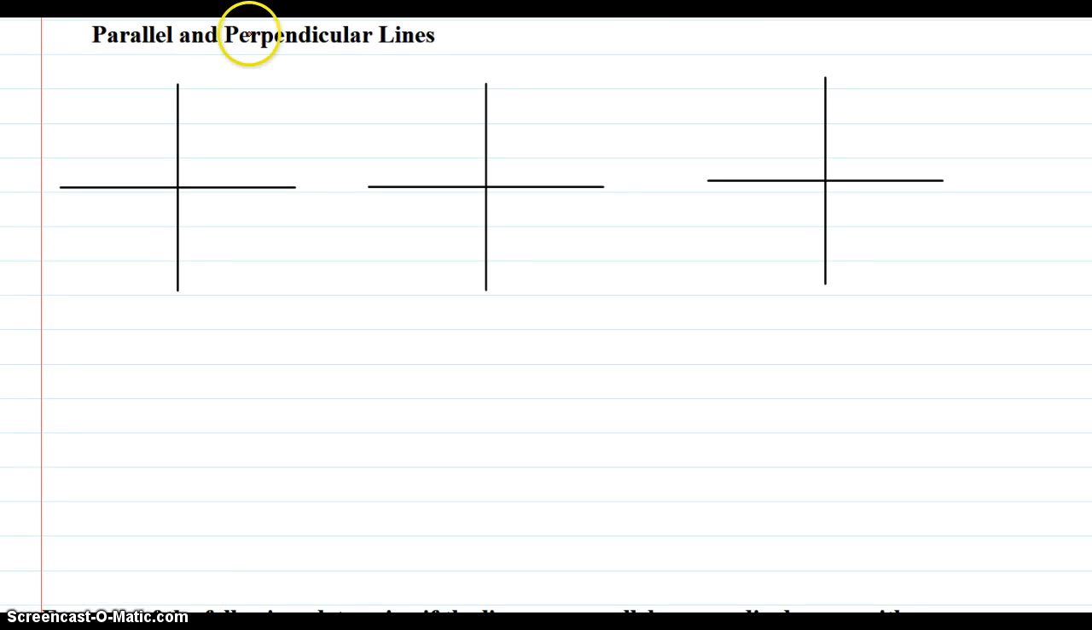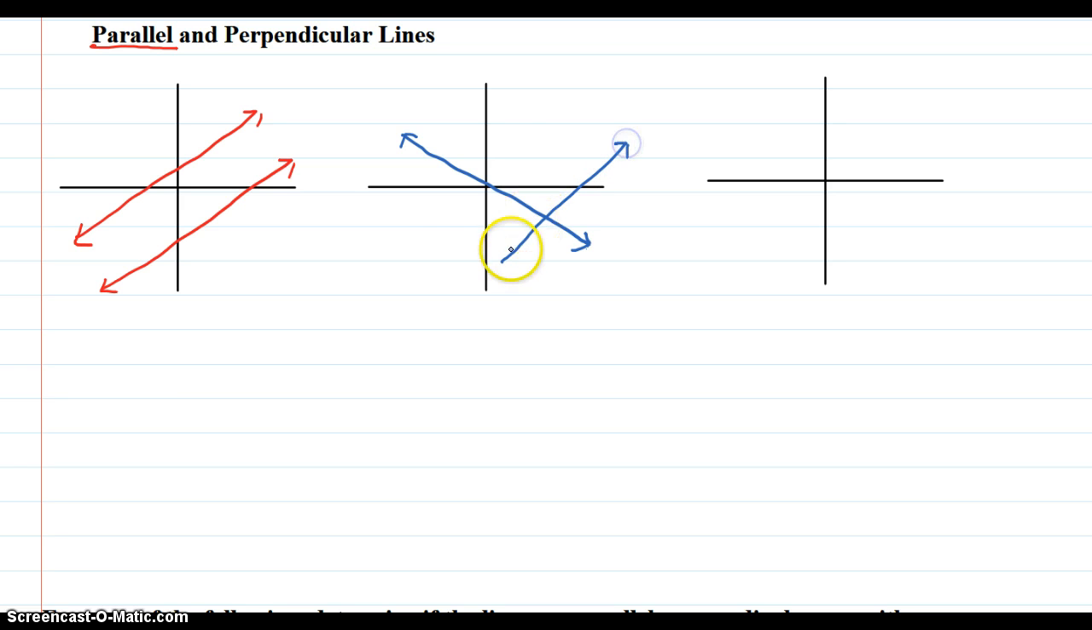Alright, so as we get started, we're going to first start by looking at parallel and perpendicular lines. And so, parallel lines will go in the same direction and never touch. Perpendicular lines, they will touch, they will intersect, but what makes them special is that when they cross, they make a right angle.